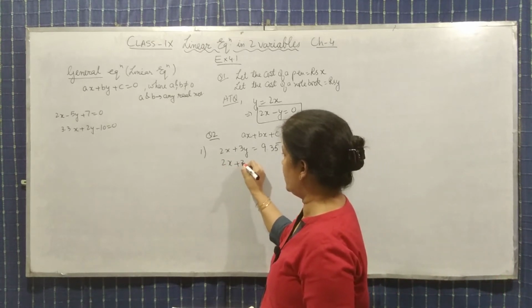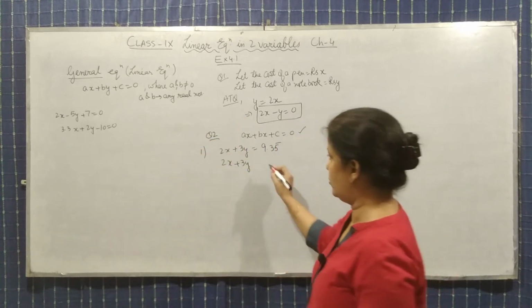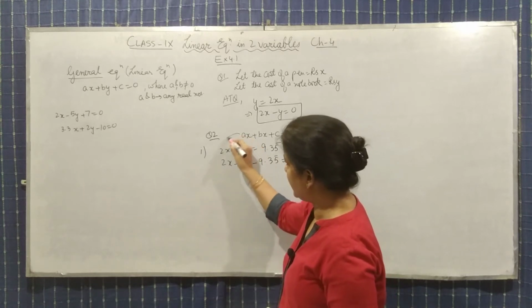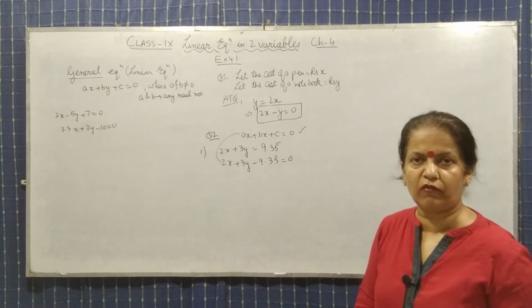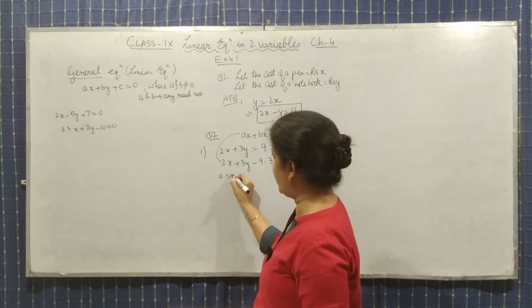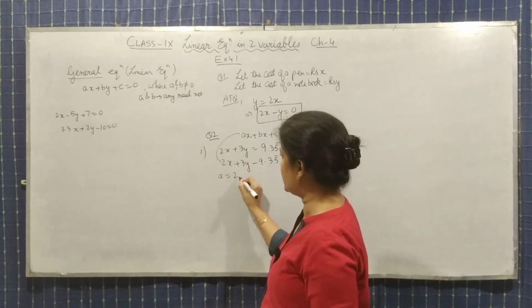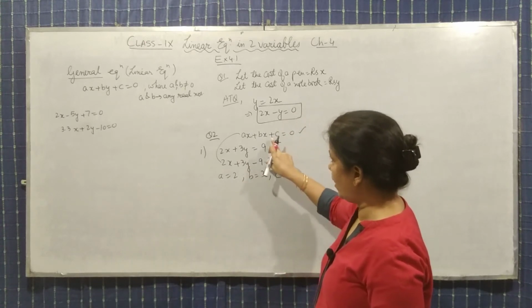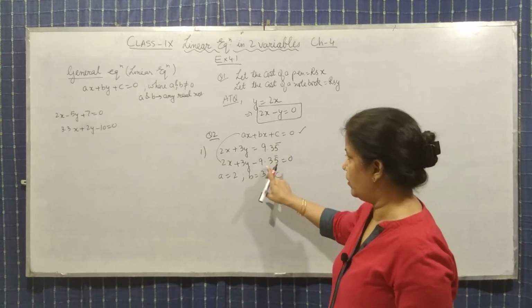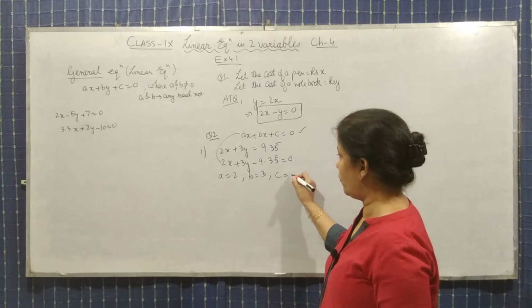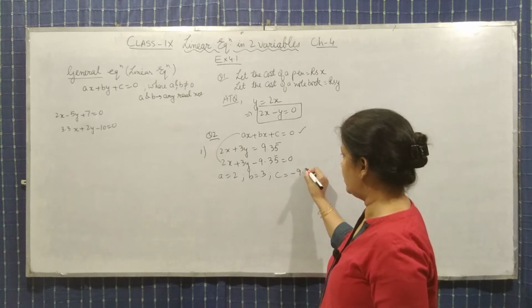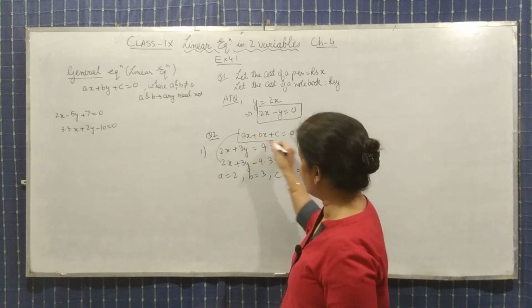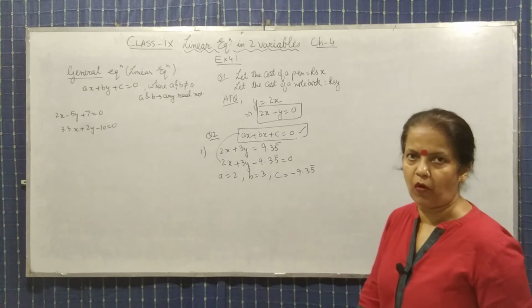It will become 2x plus 3y. Shift this to the same side. It will come like this. Can you compare these two together to get the values of a, b, c? Yes, after comparing, a will be the coefficient of x, b the coefficient of y, and what about c? Here there is a plus sign, so this is minus, so the value of c is minus 3.5 bar, because the standard linear equation is in the plus form.